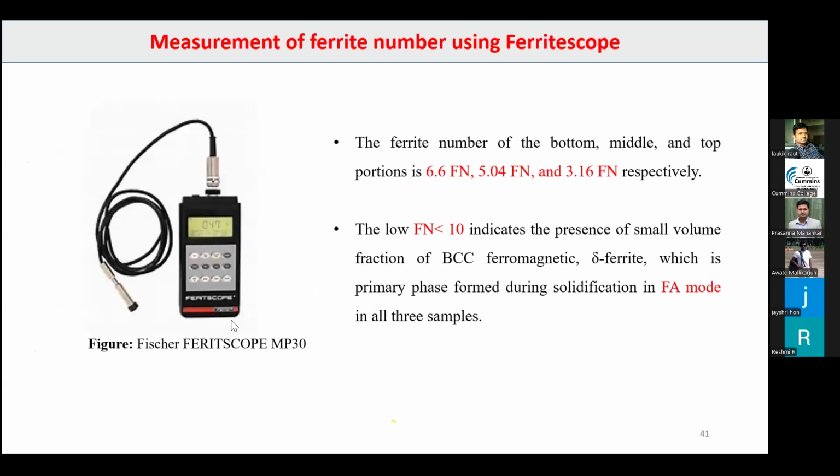Again, I have used a ferritoscope to know the amount of delta ferrite, as the Schaeffler diagram is a theoretical method. So we have an equipment, that is the ferritoscope. With this we can know the amount of ferrite. I have taken readings at three different locations: bottom, top, and middle. And these are the ferrite numbers. At the bottom, 6.6. At the middle, it is 5.04. And at the top, it is 3.16. So again, the ferrite number is less than 10. From this, we can say that 5 to 10% volume percentage delta ferrite is available in that deposition.